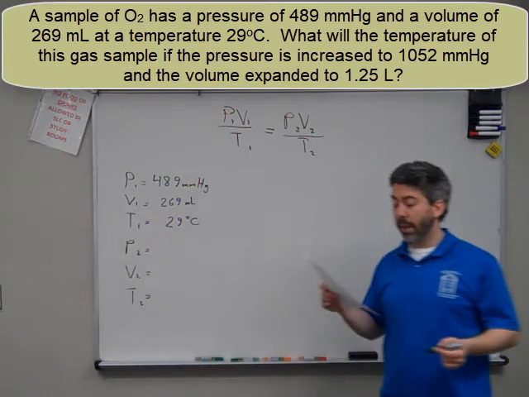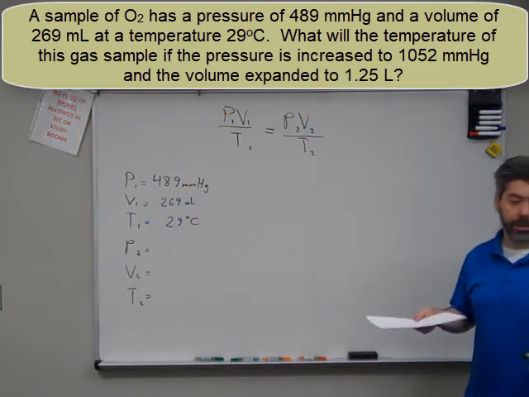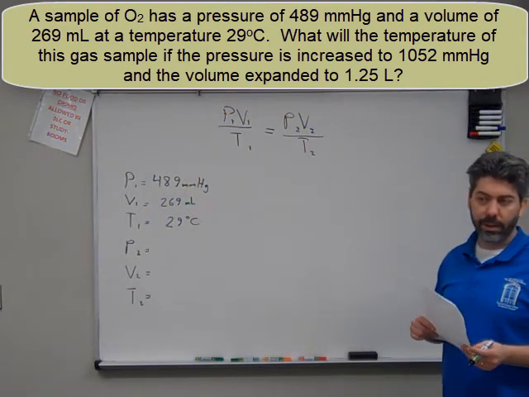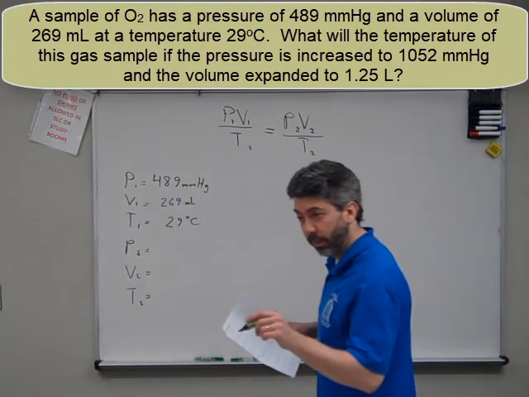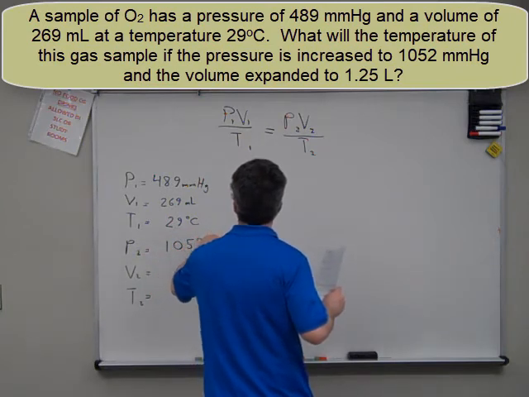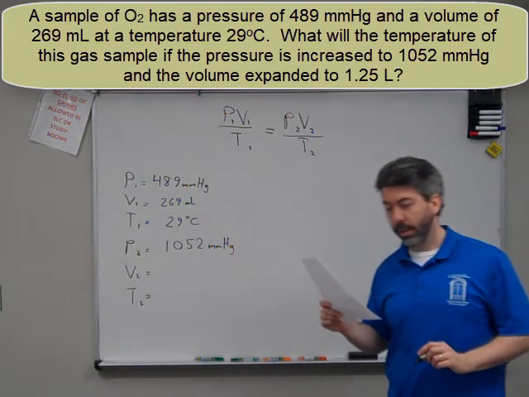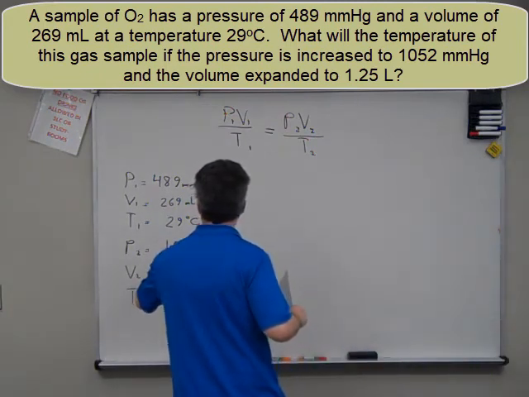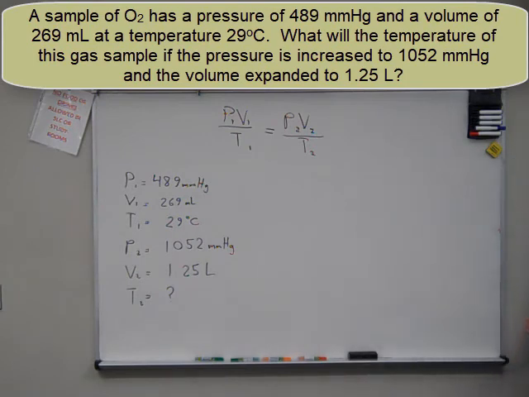What's my final pressure? It says it's increased to 1,052 millimeters of mercury. So this is my final pressure. What's my final volume? 1.25 liters. And my final temperature is in fact what we're looking for, according to this problem.